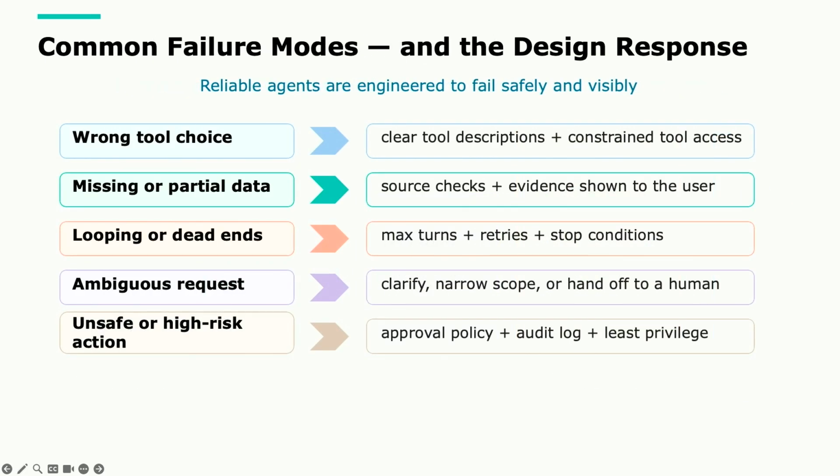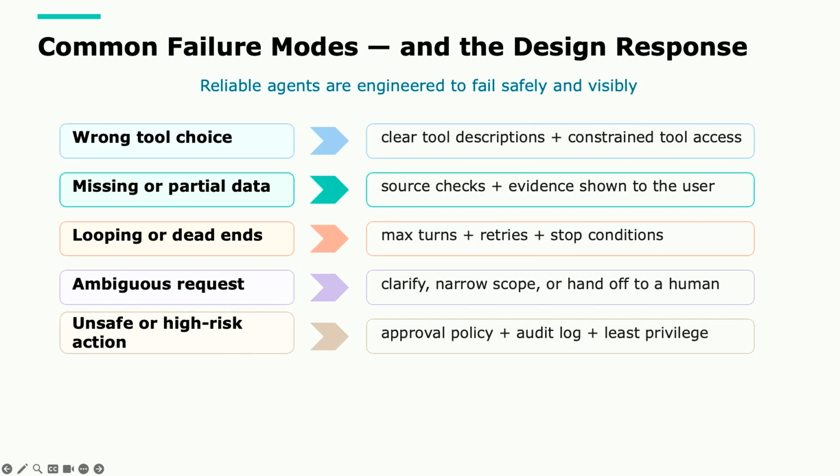A realistic agent architecture assumes failure will happen. The question is whether the failure is safe and visible. Agents may choose the wrong tool, work from incomplete data, get stuck in loops, misread an ambiguous request.